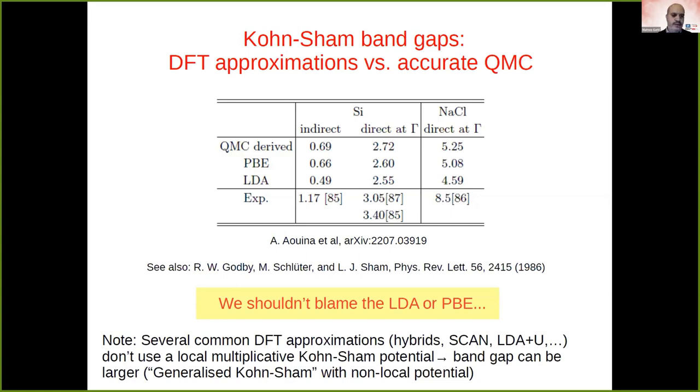And since there is a lot of confusion on this point, I would like to underline that several common DFT approximations like hybrid, SCAN, LDA plus U are actually not using a local multiplicative Kohn-Sham potential, the one we are talking about now. They use a different kind of Kohn-Sham potential. In particular, they can be framed in the framework of generalized Kohn-Sham theory, where there is a non-local Kohn-Sham potential. And in this case, the band gap can be larger. Okay, so it's important to distinguish the fact that here we consider a local multiplicative Kohn-Sham potential.